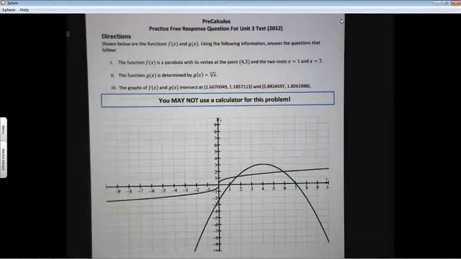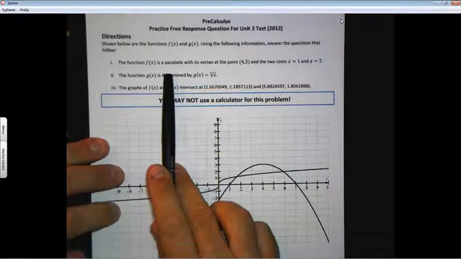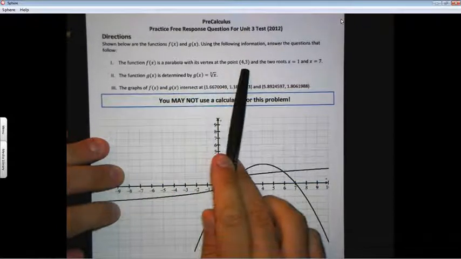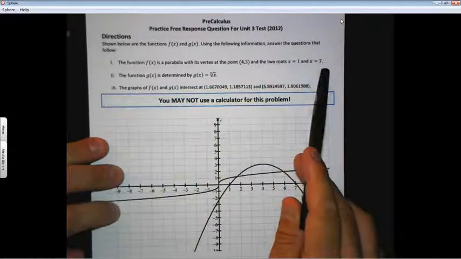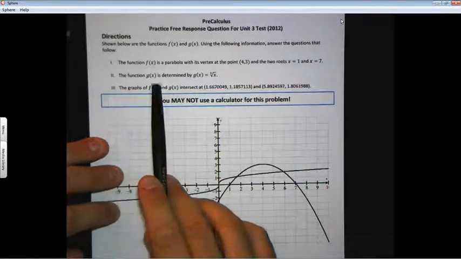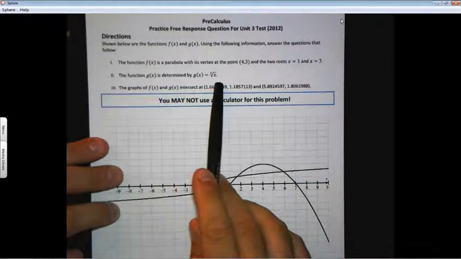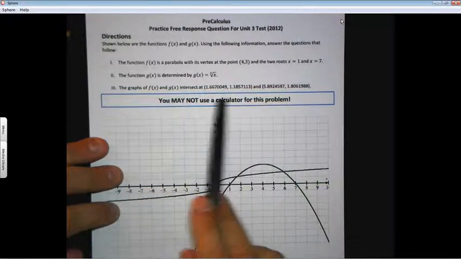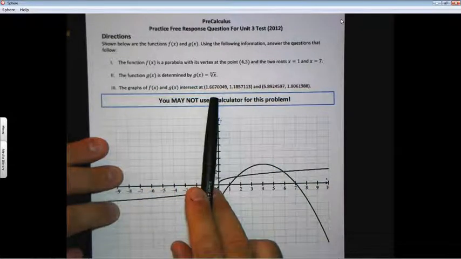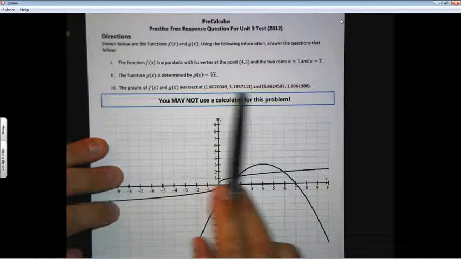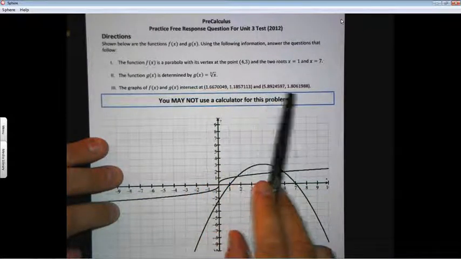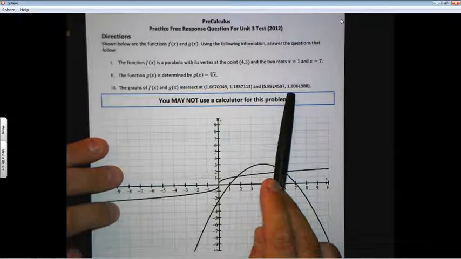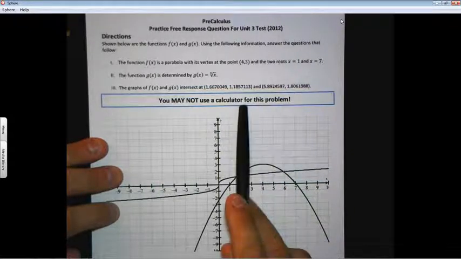Shown below are the functions f of x and g of x. Using the following information, answer the questions that follow. The function f of x is a parabola with its vertex at the point (4, 3) and the two roots 1 and 7. The function g of x is g of x equals the cube root of x, and the graphs of f of x and g of x intersect at (1.667, 1.185) and (5.892, 1.806).